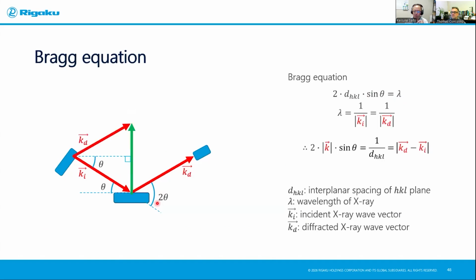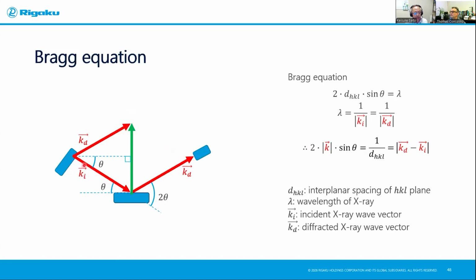So now we introduce the wave vector. The wave vector is the reciprocal of the wavelength of the X-ray, right? So the size of the wave vector is the inverse of lambda. So if you replace lambda in the Bragg equation with k, the Bragg equation can be written as 2k sin theta equals the inverse of d. So what is 2k sin theta? I just translated k_d parallel to here, right? Because this is a vector and a vector.